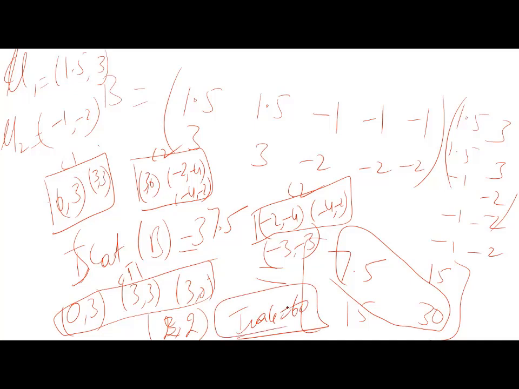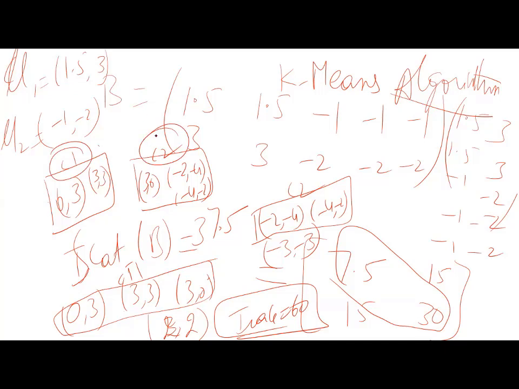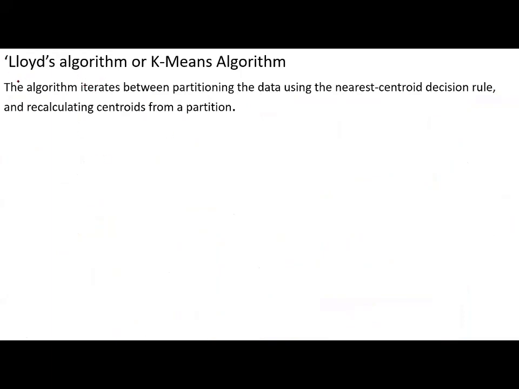So now K-means algorithm should find the appropriate cluster or appropriate combinations of clusters. Hope you understood. The primary task here is division of clusters. This type of algorithm is called Lloyd's algorithm or K-means algorithm. The algorithm iterates between partitioning the data using the nearest centroid decision rule and recalculating centroids from a partition. This is called K-means algorithm.